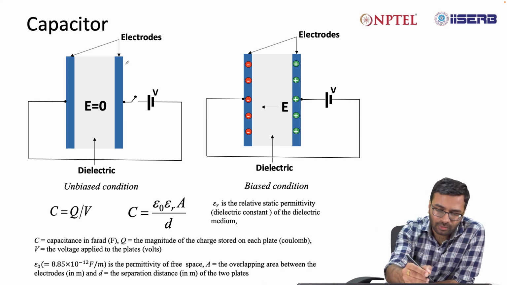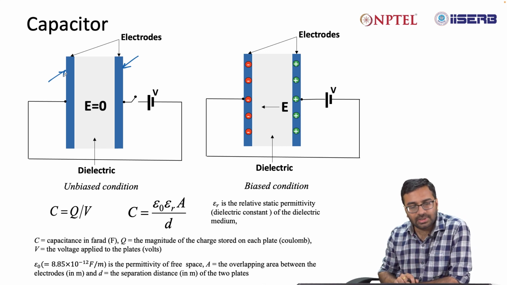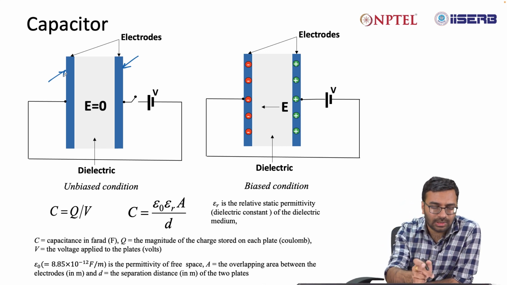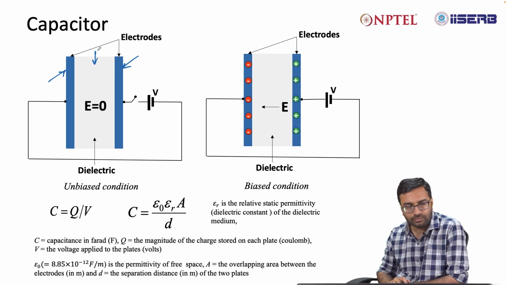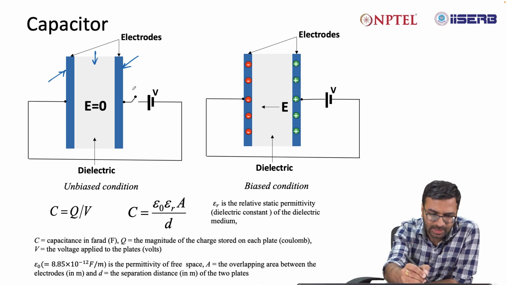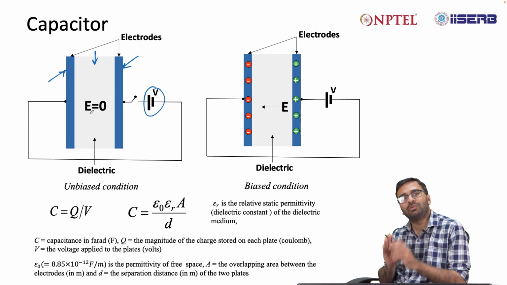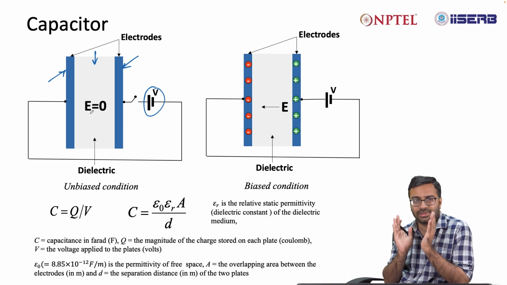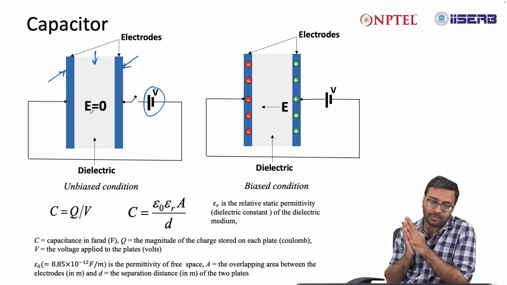So you have two metal electrodes. This is a side view of the parallel plate capacitor. You have two metal electrodes and then you have a dielectric in the middle. When this arrangement is not connected to a voltage source, there is nothing in between these parallel plates, so the electric field is equal to 0. This is an unbiased condition.